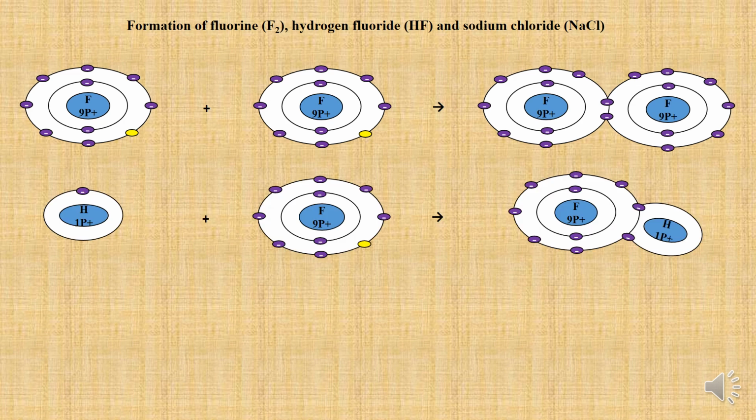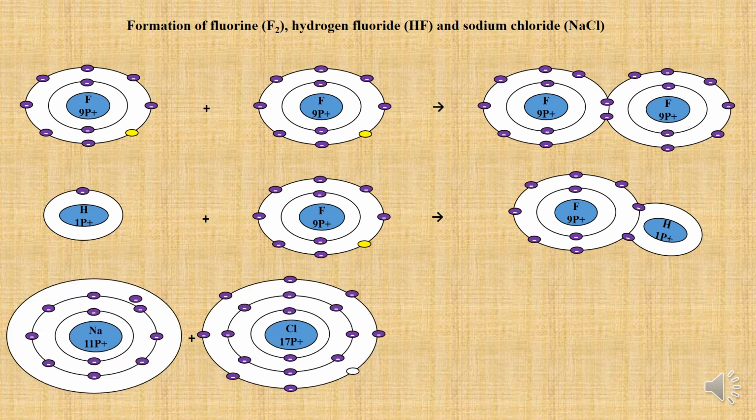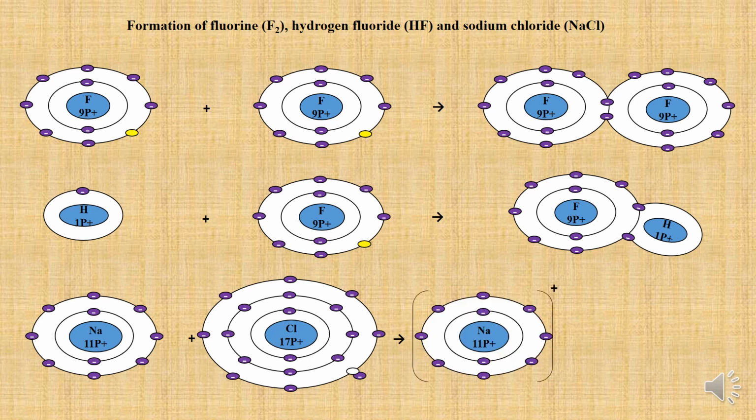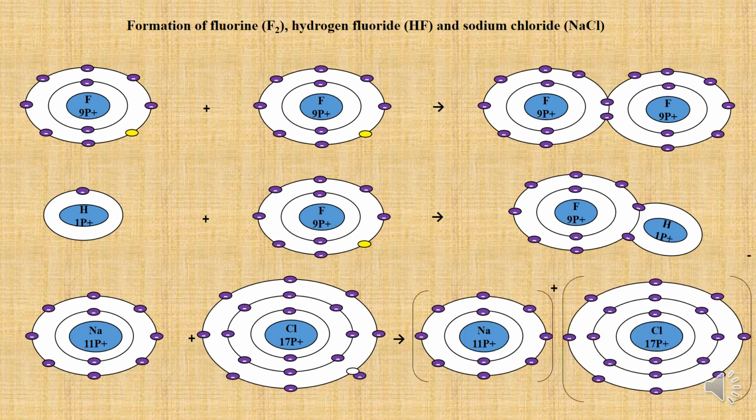Hydrogen fluoride is formed by unequal sharing of electrons between hydrogen and fluorine atom. Hydrogen fluoride is a polar molecule due to unequal sharing of electrons between the hydrogen and the fluorine atom. Formation of sodium chloride is by transfer of valence electron from sodium to chlorine, resulting in formation of sodium chloride.